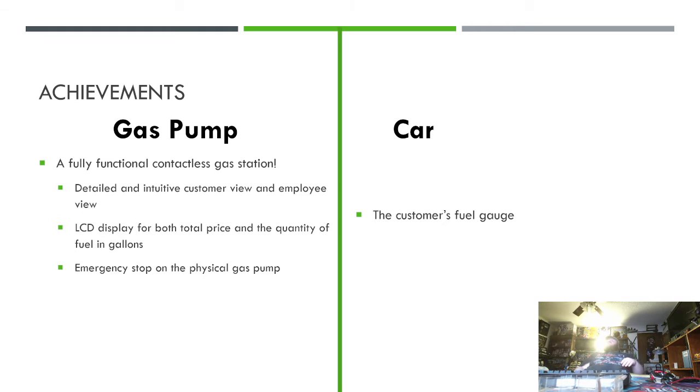So we have currently achieved a fully functional gas station. Both the views of both customer and employee are detailed and intuitive, and we also have an LCD display for both the total price and the quantity of fuel in gallons. On the gas pump itself, we have an emergency stop button, and we can also see the customer's fuel gauge in their car.